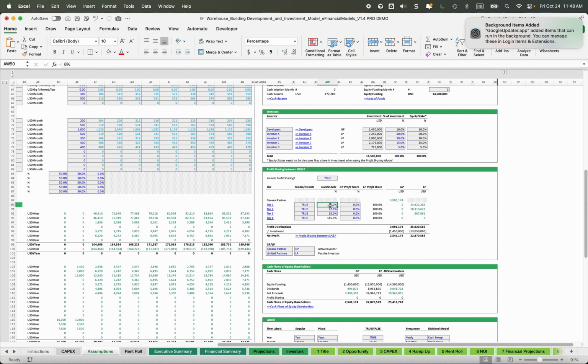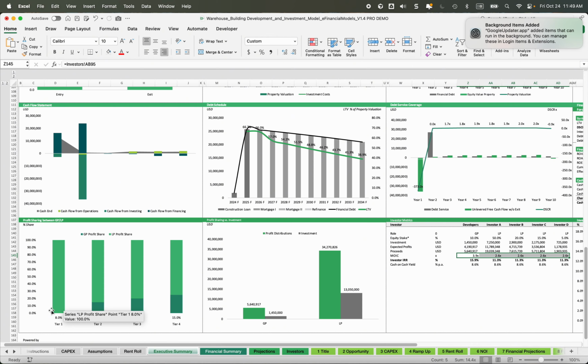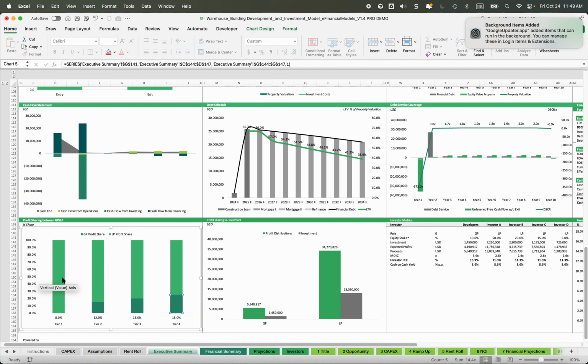But if the return exceeds 8% and goes up to 12%, then we could start saying 15% of the excess profit goes to the general partner as an incentive and a fee. If the returns go up to 15%, we start to share 20% of the profit. If it goes above 15%, up to 25% of the profits are received by the general partner. And now you can see the profit sharing: 15, 20, 25%. So the better the return, the more the general partner benefits.